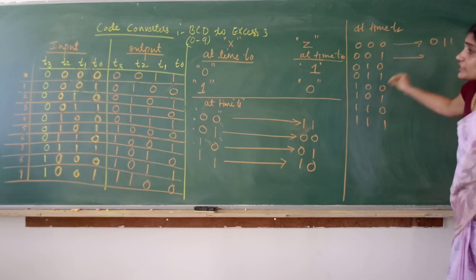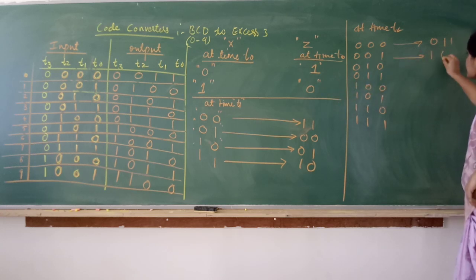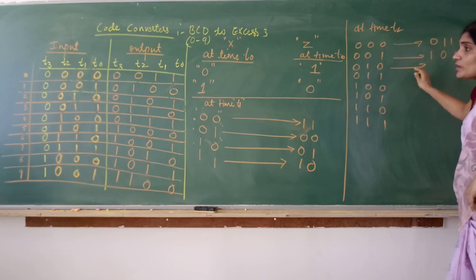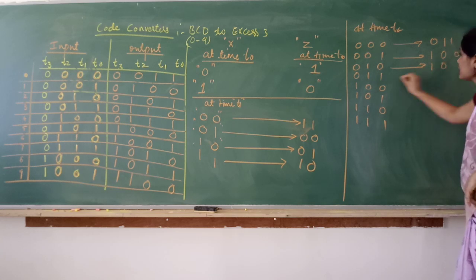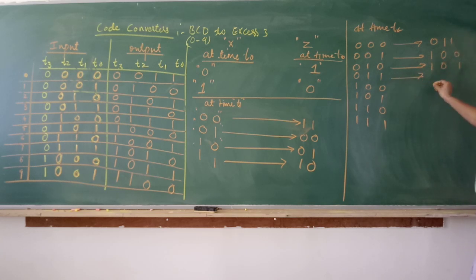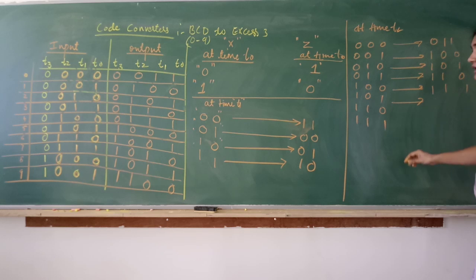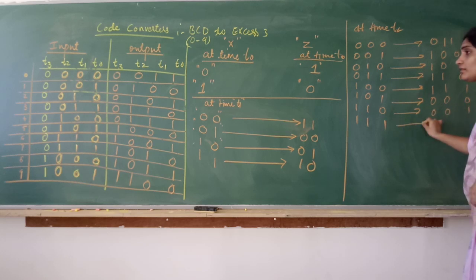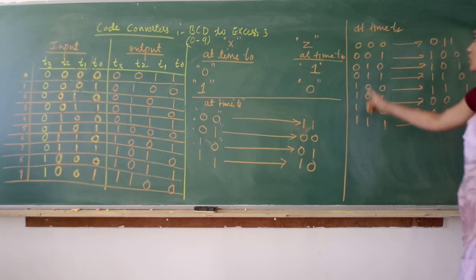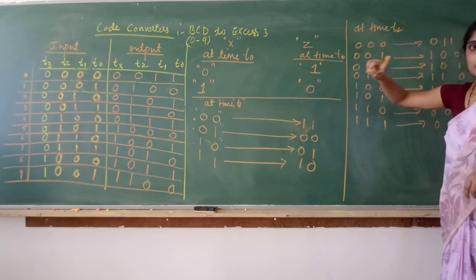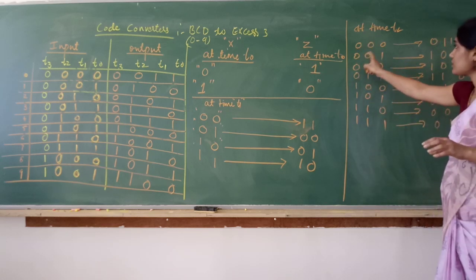Same way for the other combinations, listing the outputs for each 3-bit input up to 1,1,1. Right? So at time t2, this circuit will be receiving 3 bits.